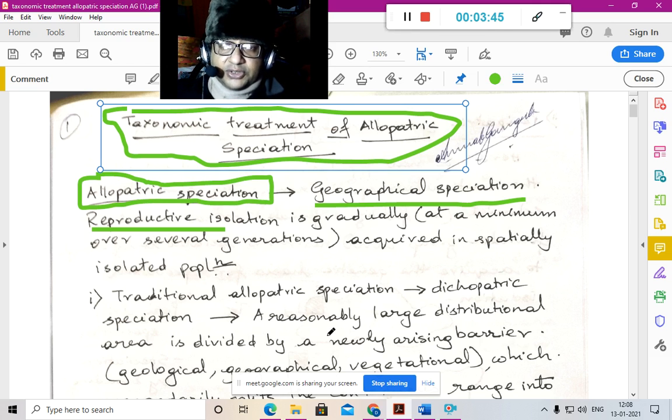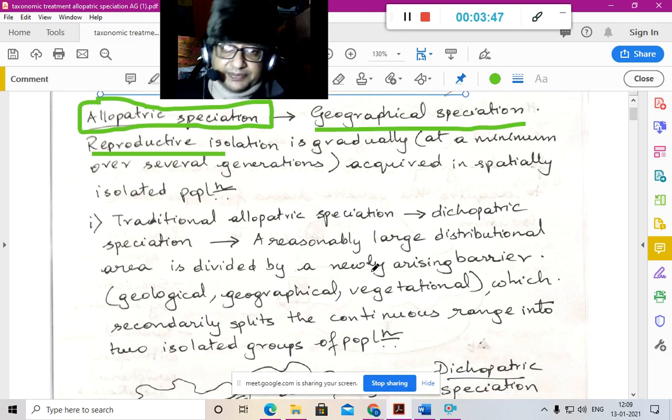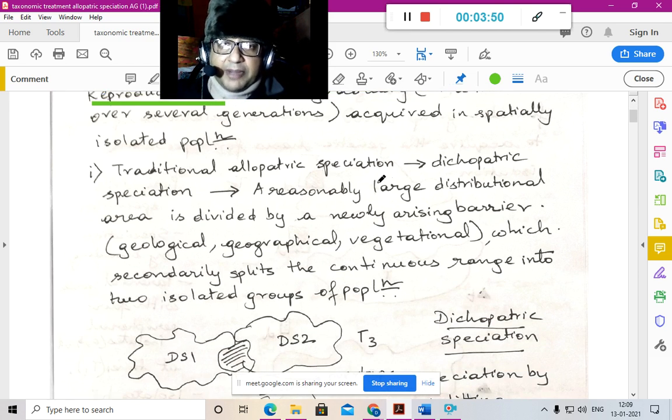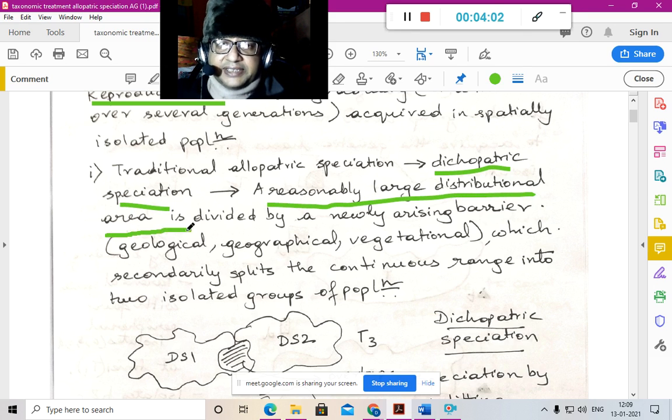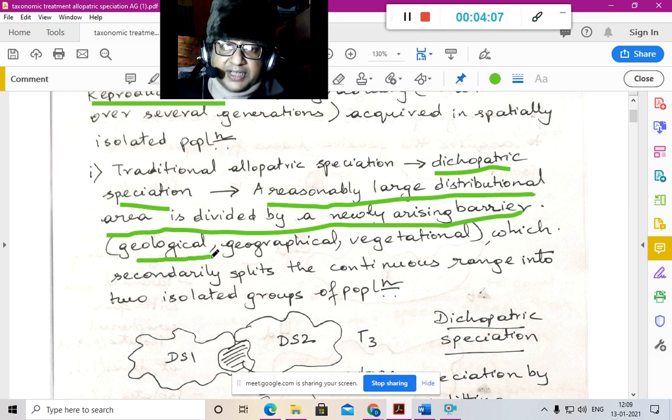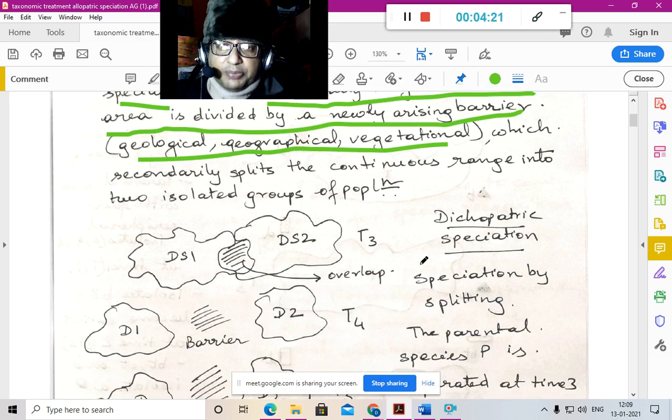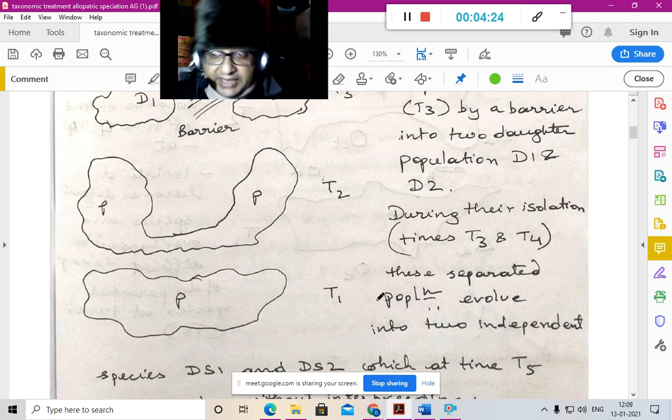So they are spatially isolated. Traditional allopatric speciation is also known as dichopatric speciation. It means a reasonably large distributional area is divided by a newly arising barrier. That may be geographical, geological, or vegetational. Suddenly a huge forest comes in between this population and that population, and they cannot meet each other. Let us see how this dichopatric or traditional allopatric speciation takes place.